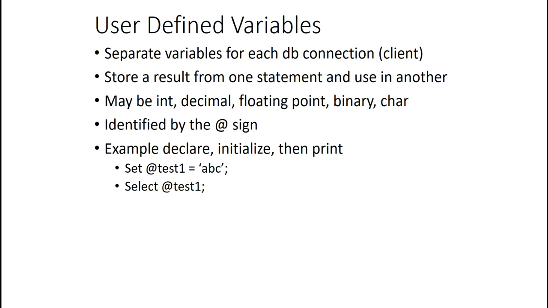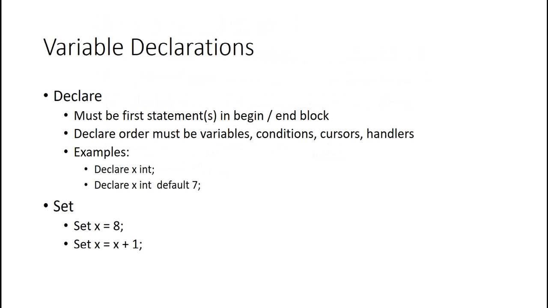These variables can be int, decimal, that's base 10, floating point, binary, or character, and they're identified by an @ sign. Here's an example. I'm going to declare a variable, initialize it to a value, and then print it out. I can say set @test1 equals 'ABC'. This creates a variable, which happens to be a string with the characters A, B, and C in it. It's called test1, and then I can say select @test1, and it'll print out A, B, and C.